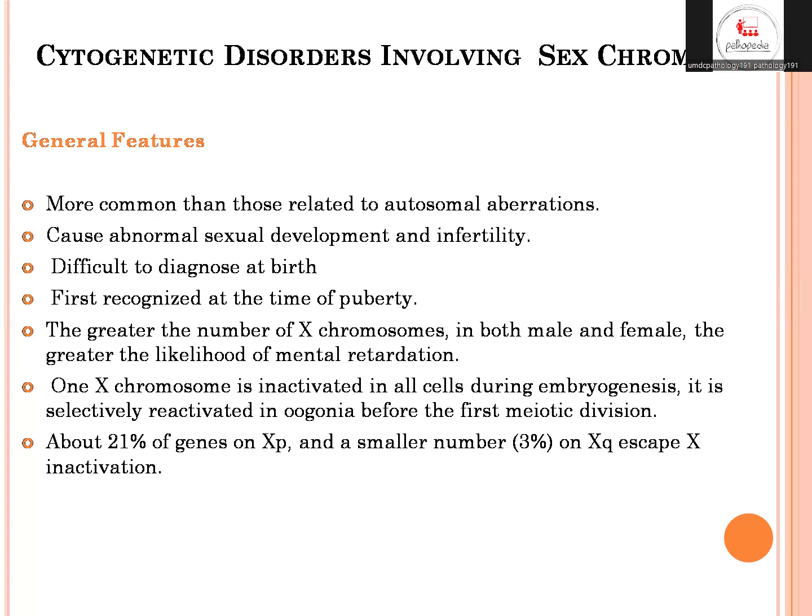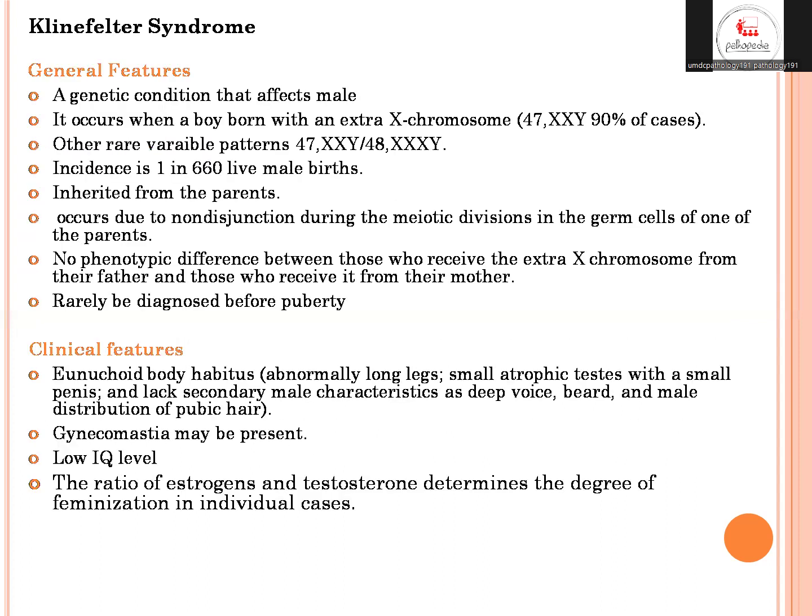On the X chromosome, one X chromosome is inactivated in all cells during embryogenesis. It is selectively reactivated in oogonia before the first meiotic division. About 21% of genes on the X, and a smaller number, about 3%, escape the inactivation.